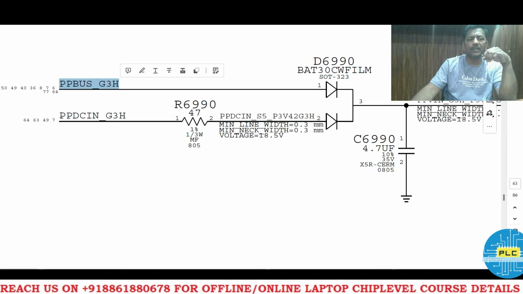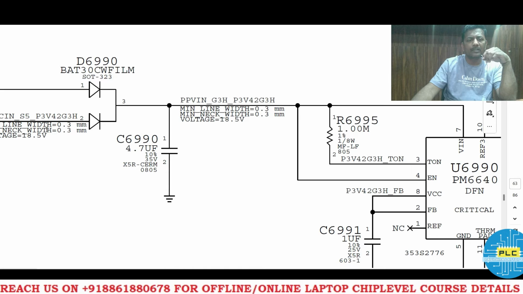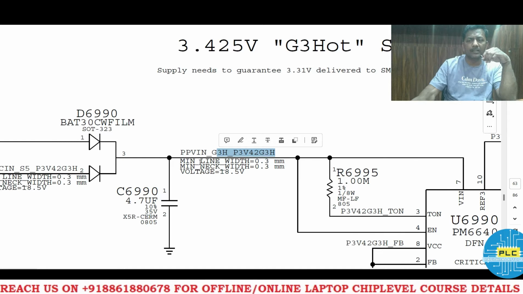Once you connect the adapter, this voltage will come. So it goes to the 3-leg diode. Some voltage will drop here and the output will become PPV in underscore G3H, which is the input for generating P3V42 G3H. See, it's generating this voltage. Usually what voltage will be there, that also I will tell you.